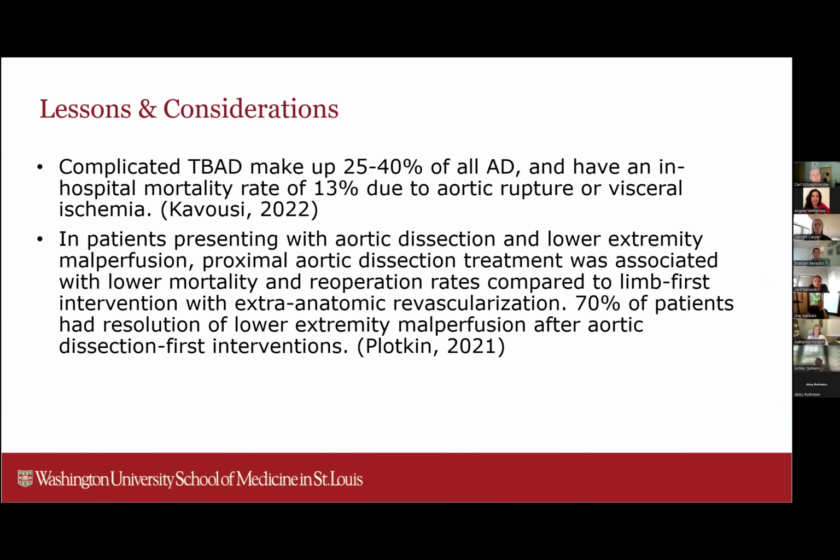And then this is a small study that's been published looking at patients with lower extremity malperfusion and type B aortic dissections. They found that proximal aortic dissection treatment, what was ultimately done in that second surgery, was associated with lower mortality and reoperation rates compared to a limb-first approach, which was what was done in that first surgery.